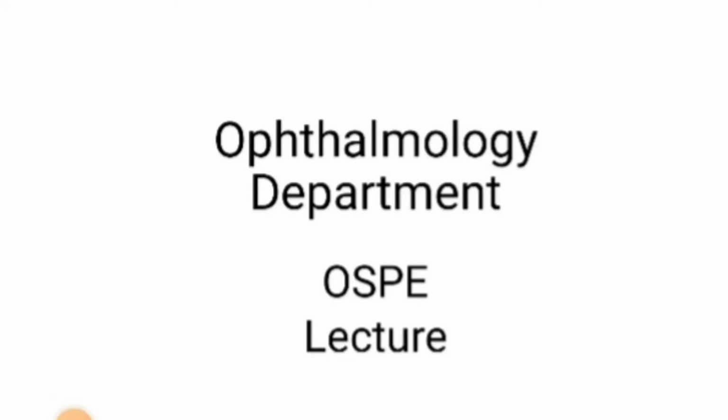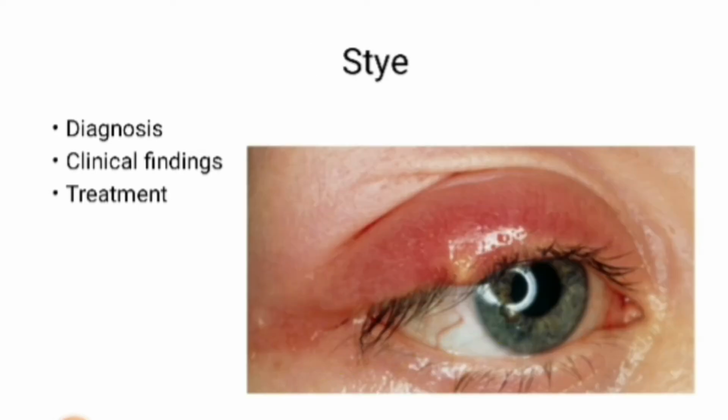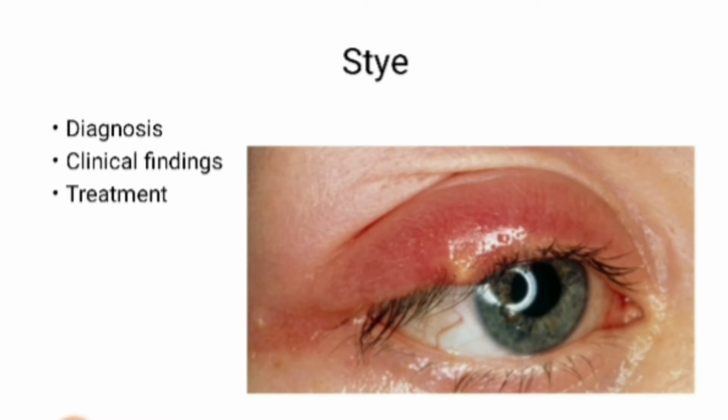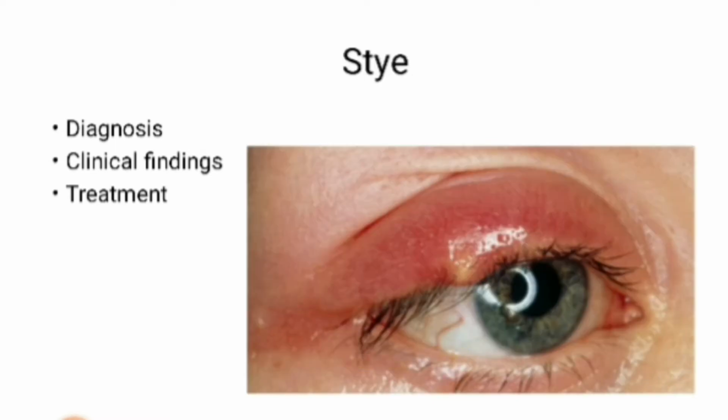Ophthalmology OSPE lecture. Chalazion. Chalazion is a chronic sterile lipogranuloma of the meibomian gland. Stye. It is the acute suppurative infection of the lash follicle and its associated glands of Zeiss and Moll. The difference between chalazion and stye is that chalazion presents away from the eyelid margin and stye at the eyelid margin. Second, chalazion involves the meibomian gland and stye involves the glands of Zeiss and Moll.